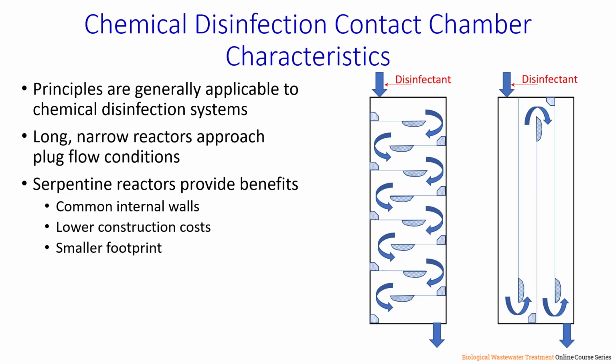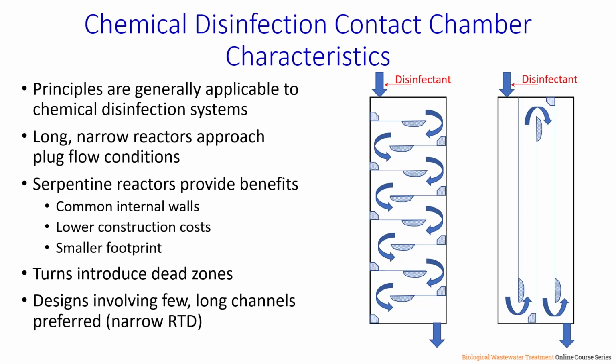However, every time we have the water experience a turn in going through these systems, there are dead zones that are developed. And those dead zones are illustrated by the pixeled areas in the two images on the right. For a given rectangular geometry of the outside of this contact chamber, what we learn from this is that designs that involve relatively few long channels are preferred to those that involve relatively short channels that have lots of turns. Again, the idea here is to minimize the existence of these dead zones.